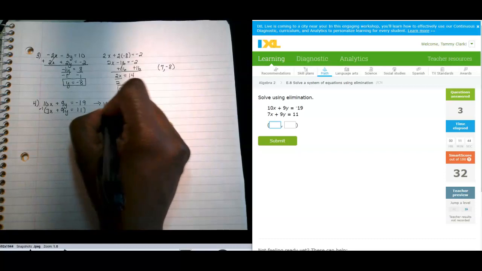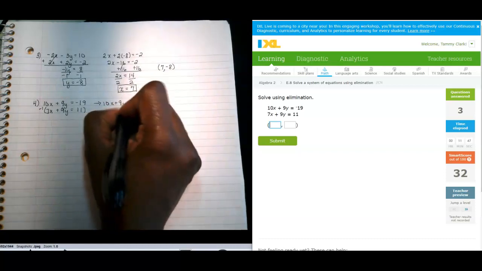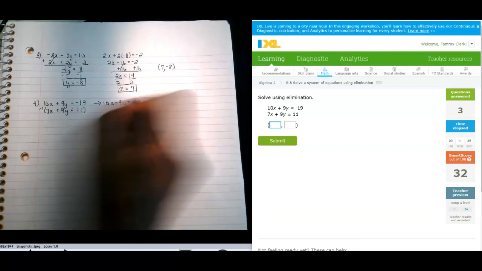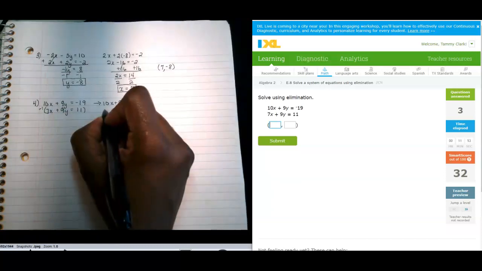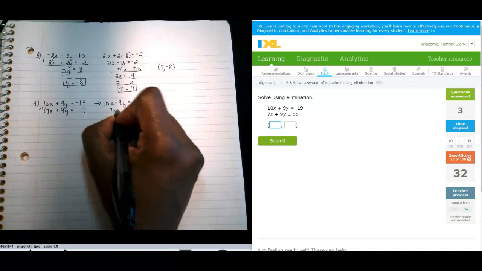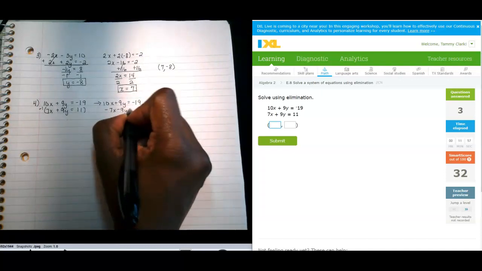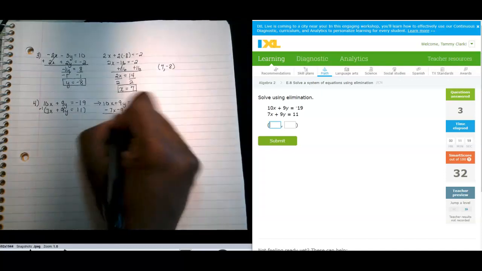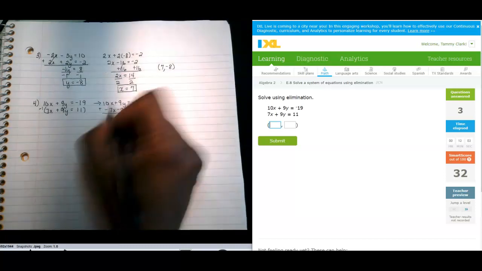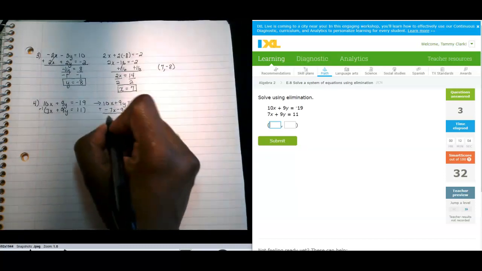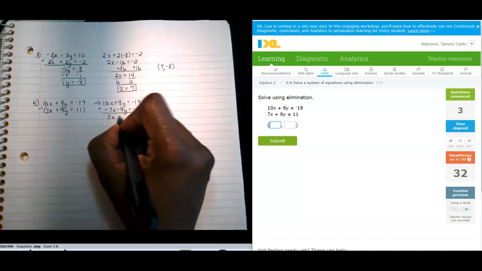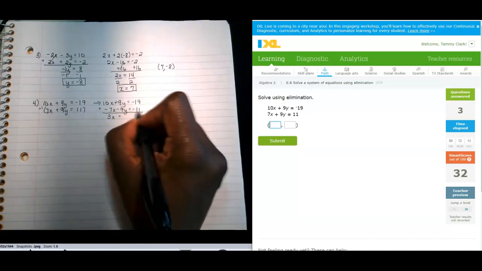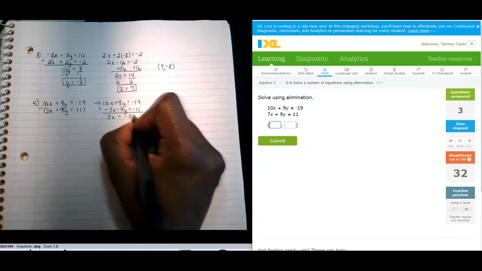We rewrite our first equation, and then we multiply every term in the second equation by negative 1. So that gives us negative 7x minus 9y equals negative 11. And now we can add them. So we've got 10x minus 7x, which gives us 3x. 9y minus 9y is eliminated. And negative 19 plus negative 11 is negative 30.